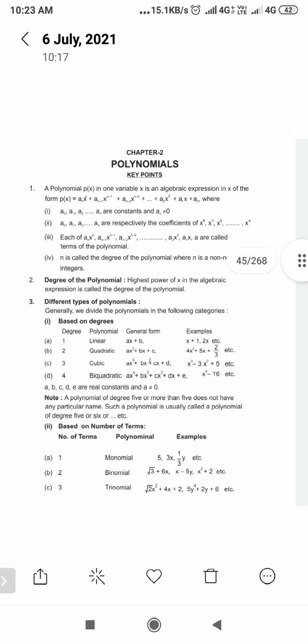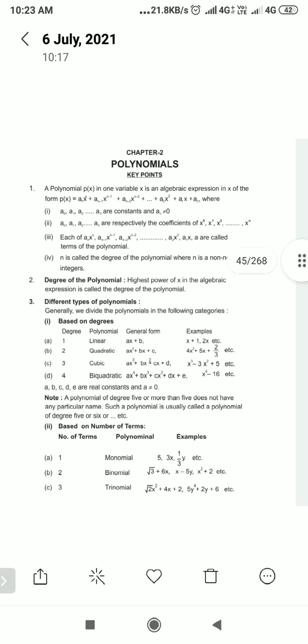A polynomial of degree 2 is called a quadratic polynomial. A polynomial of degree 3 is called a cubic polynomial. And a polynomial of degree 4 is called a biquadratic polynomial. So these are the classification of polynomials on the basis of degree, and degree is the highest power of the variable. Make sure that the general form is ax plus b for the linear, ax square plus bx plus c for the quadratic, and so on for the cubic as well as biquadratic.